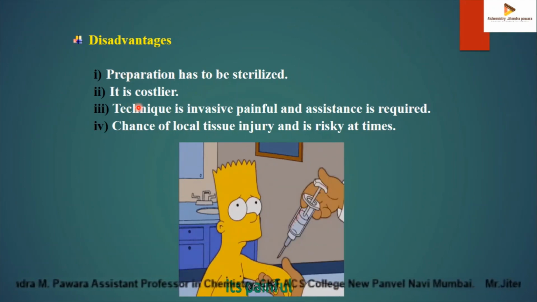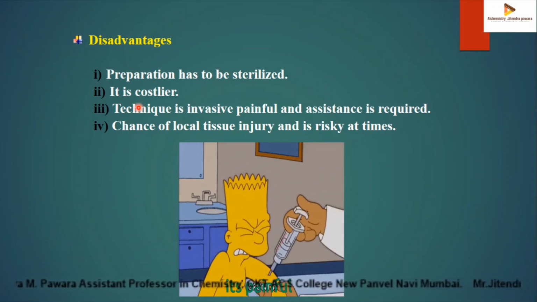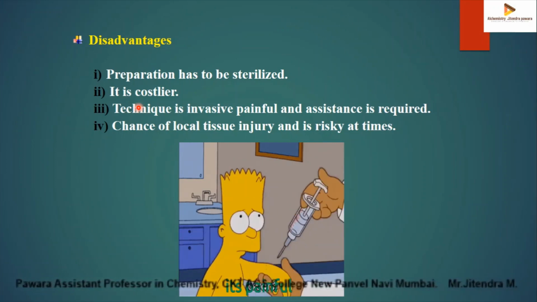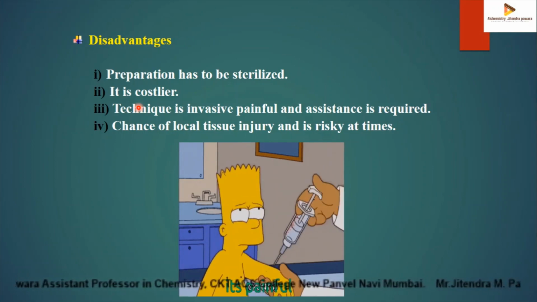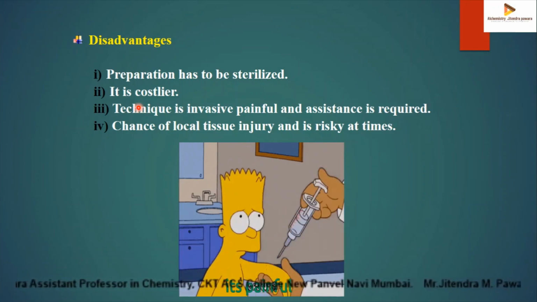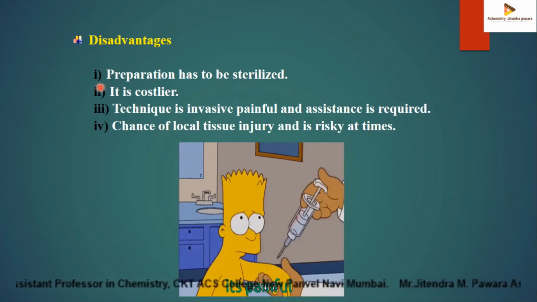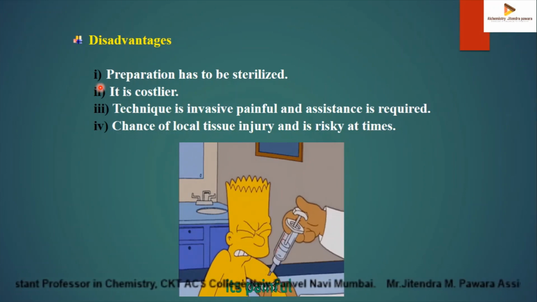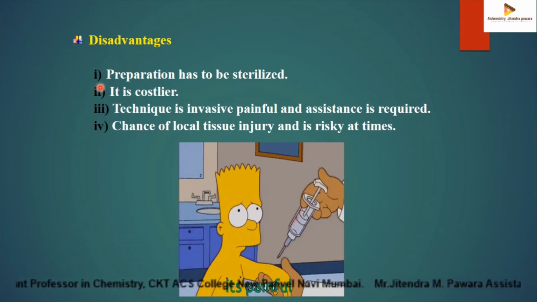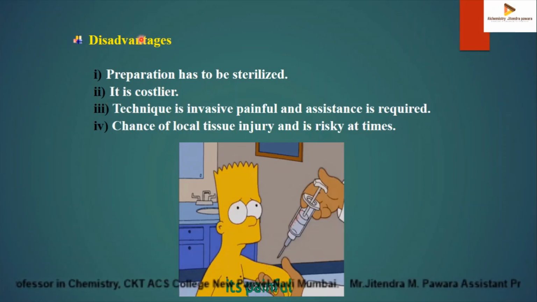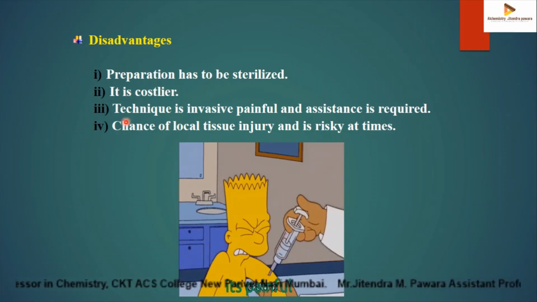The second disadvantage is that it is costlier. While taking an injection, it will cost around 100 to 200 rupees, while in the oral route you can take a tablet for 2 or 3 rupees and feel better. So the parenteral route is costlier as compared to the oral route.